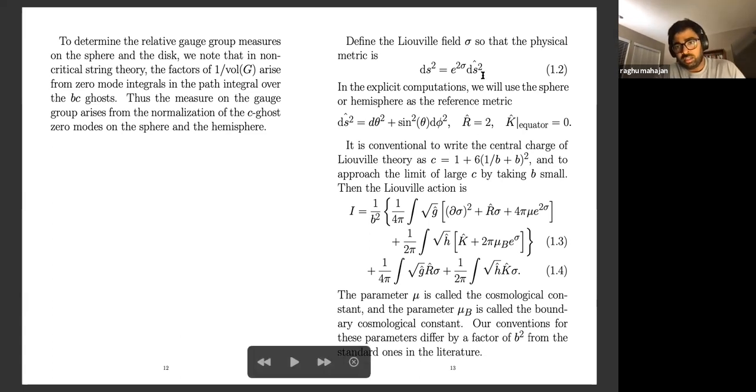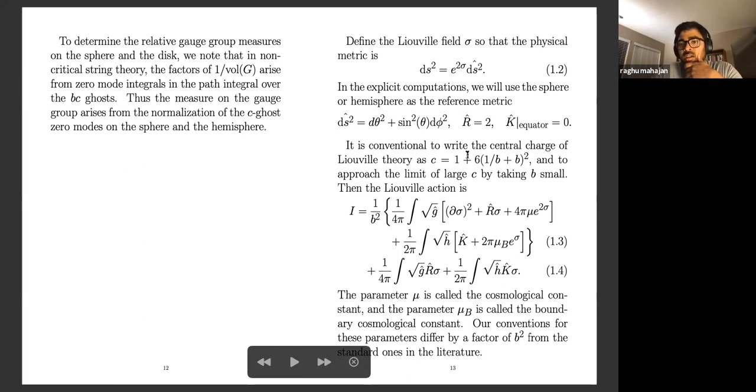So here is just the setup. The hats denote the reference metric. Sigma is the Liouville field. So the physical metric is in equation 1.2. The background will be a sphere or a hemisphere. And the background K hat on the equator is 0 because that's a geodesic.